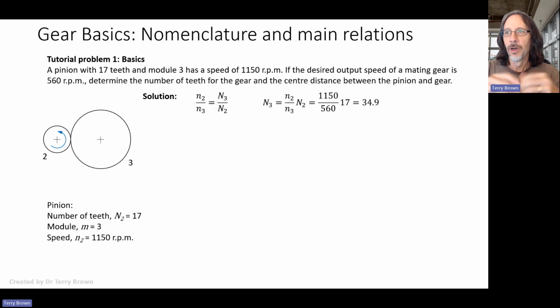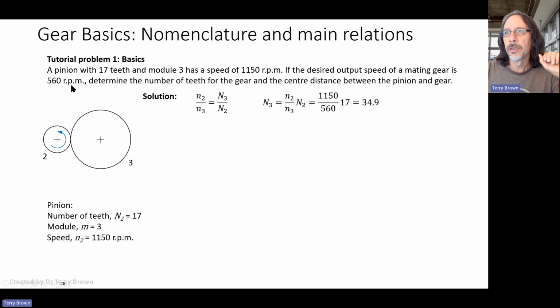Now, hopefully, obviously, or intuitively, you can't have partial teeth. You need to have a whole number of teeth in a gear. So you have to decide whether to round up or round down. Which one do you do? Usually, to help you make that decision, in this case, we're pretty close to 35, so I think, well, let's just round up to 35 because that's the closest.